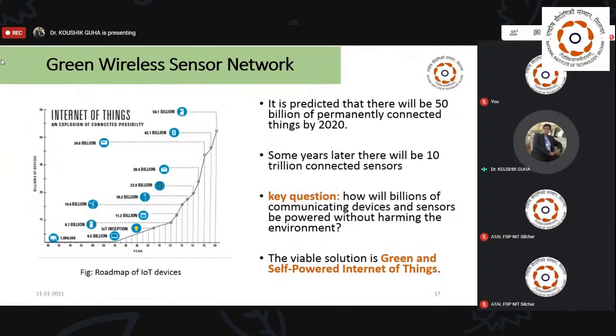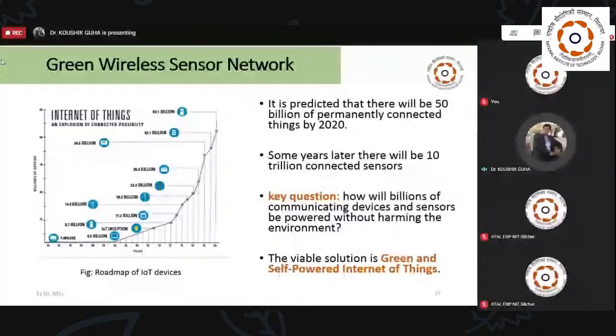If we see the world statistics, then we can see that it is predicted that there will be 50 billion permanently connected things by 2020. I think in the last year it has already surpassed. Then some years later, it will be 10 trillion connected sensors. So the question is how these billions of communicating devices and sensors can be powered without harming the environment. So the viable solution is the green and self-powered Internet of Things.